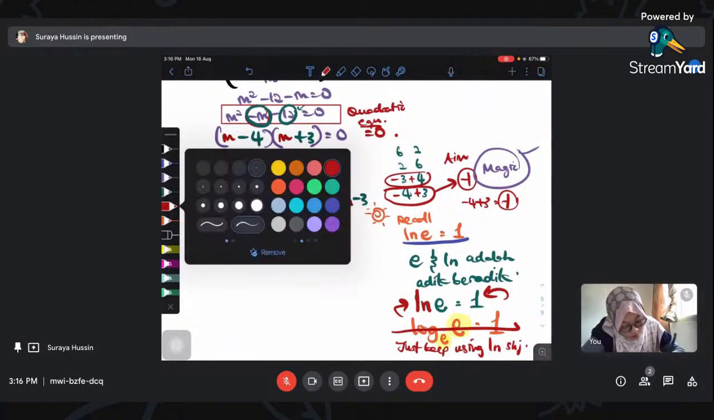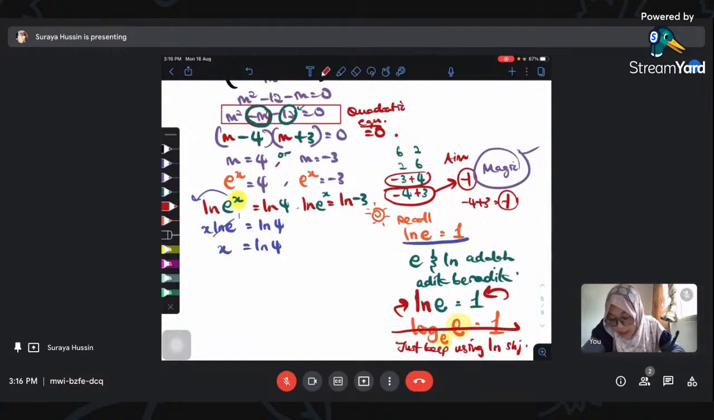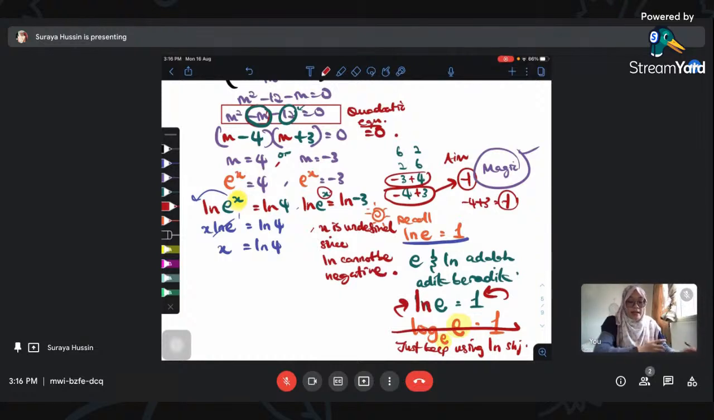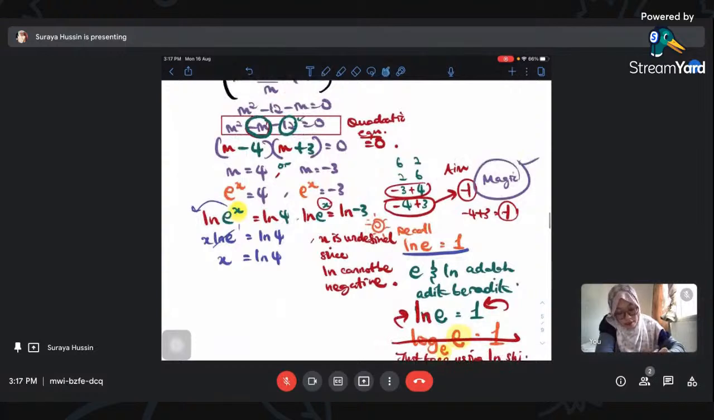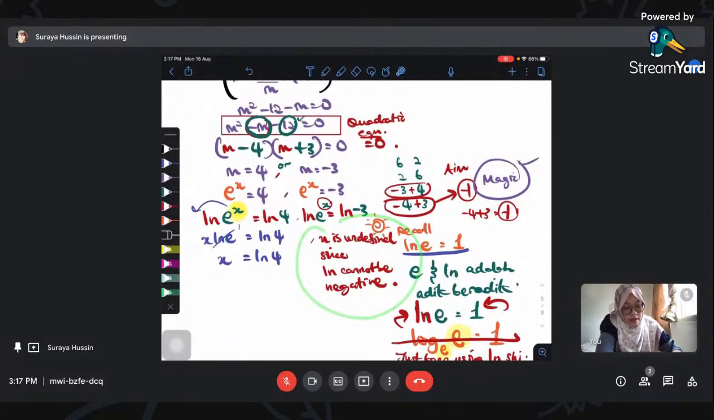Okay. So here is rejected lah. X here is undefined. X untuk lagi 1. This X is undefined since ln cannot be negative. Buatlah ayat kamu. Yang penting lebih kurang sama. So this is our answer. Okay. So this is our answer saying that non-negative cannot be accepted because X is undefined. Buatlah ayat sendiri supaya senang faham.